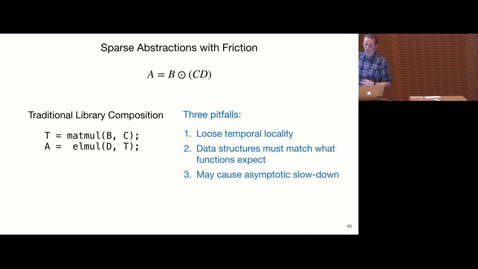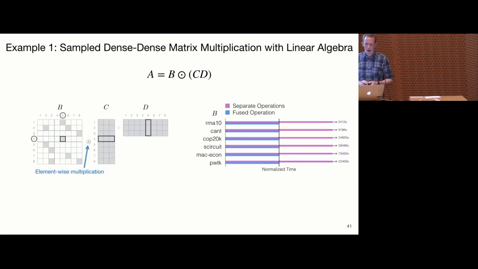So that's another problem. But the most insidious problem is that you can get asymptotic slowdowns. And I showed that earlier for the sample dense matrix multiplication. You get asymptotic slowdowns because you're throwing away most of the work you did. In the worst case, asymptotic.